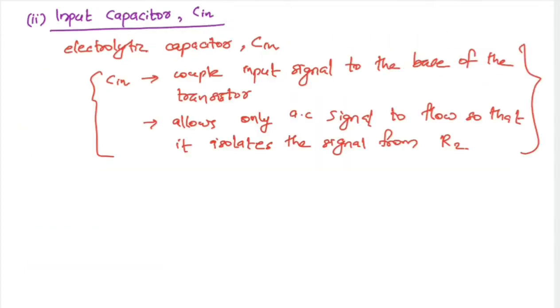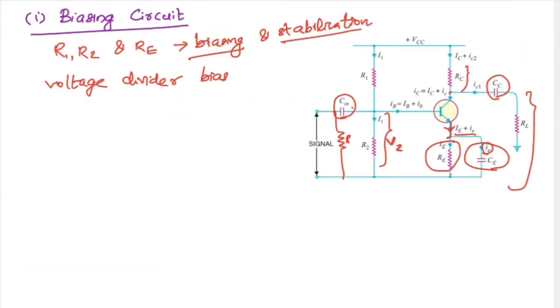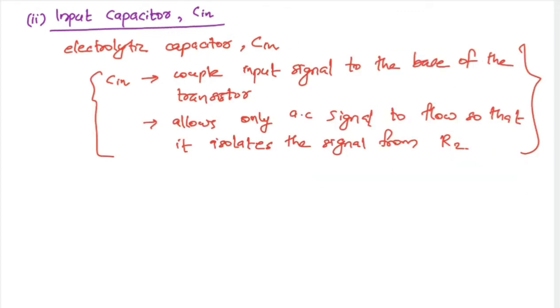So far we discussed the four circuit elements. First one is the biasing circuit. R1, R2 and RE form the biasing and stabilization circuit, where we are using the voltage divider bias method, and using this proper biasing we stabilize the operating point Q and faithful amplification can be achieved. Next is the input capacitor, which is used to couple the input signal to the base of the transistor, and it allows only the AC signal to flow so that it isolates the signal from the base resistor R2.